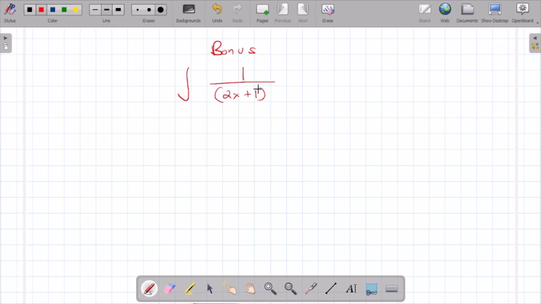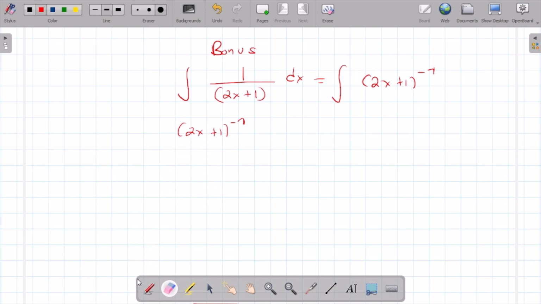Here we can also visualize it in this way, so it can be 2x plus 1 raised to the power minus 1. Now if you look at the step we took in order to evaluate the integral in problem 2, we said that we have something that is linear in x. So we have 2x plus 1 raised to the power minus 1. So here our n is equal to minus 1. So we need to add 1 and divide by the new power.